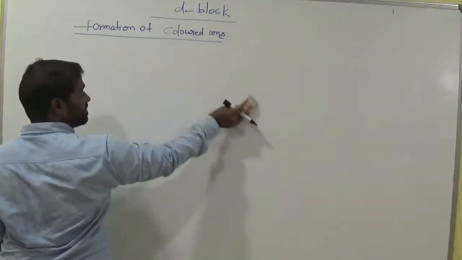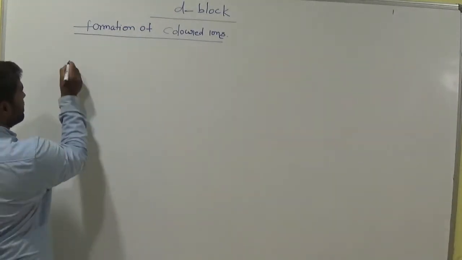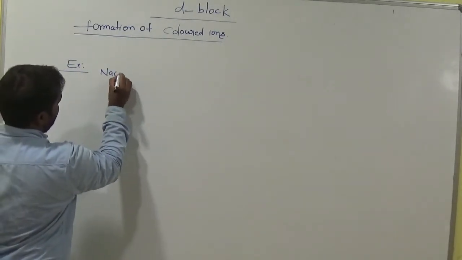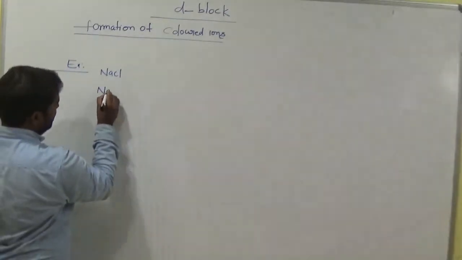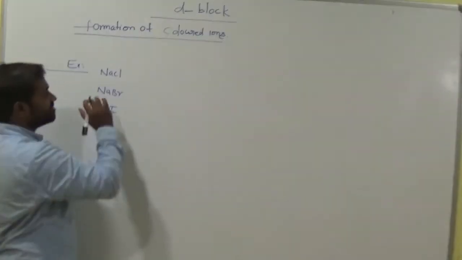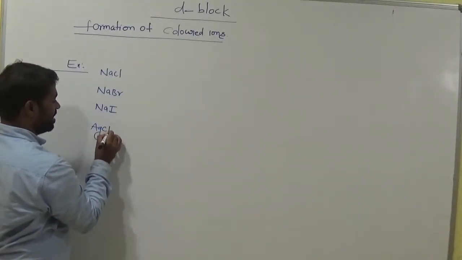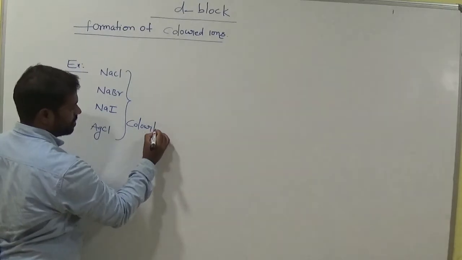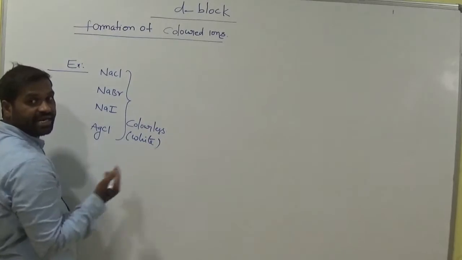Here it is yellow. Remember that concept. But P block and S block elements cannot show the color property. Remember that. Let's take some examples: sodium chloride, sodium bromide, sodium iodide. These are S block and P block compounds, colorless. And also AgCl. These are colorless, or sometimes white means colorless. Keep it in our mind.